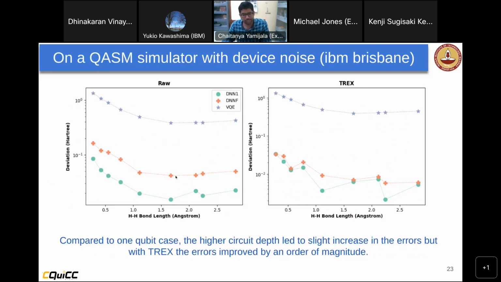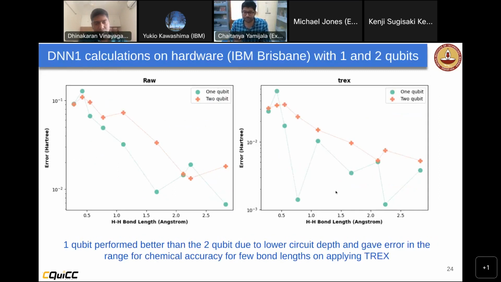VQE results are very poor when compared to DNNF or DNN1, and here, surprisingly, DNN1 was giving better results than even the DNNF. And when you compare after the error correction, you can see that the results are in the order of 0.01 Hartree. So these are good, and the point that we wanted to make from this is VQE results are continuously worse when compared to the DNN results, even when the circuit's depth is increasing and the number of qubits is increased.